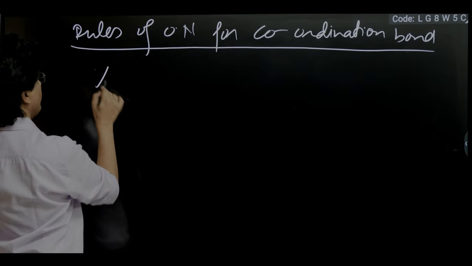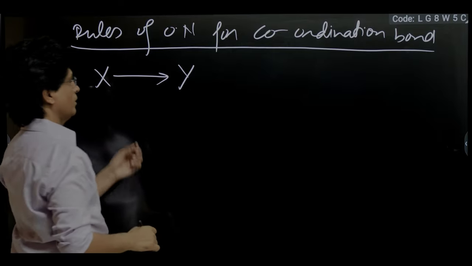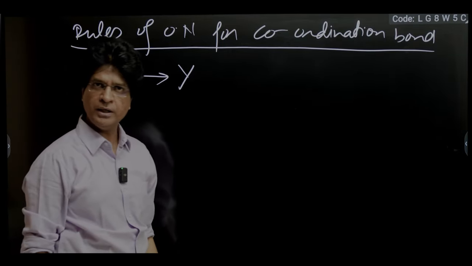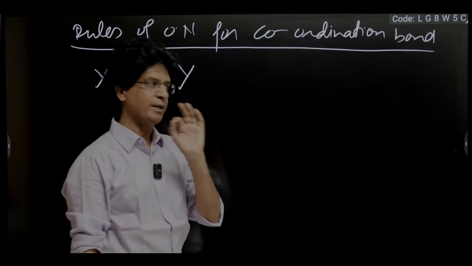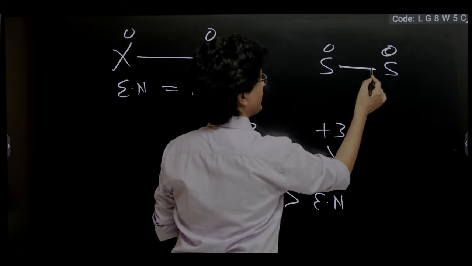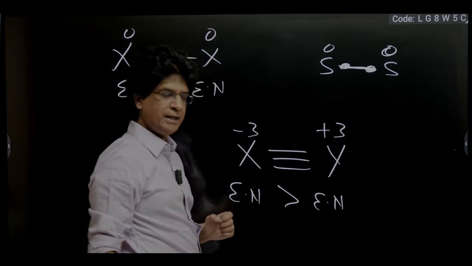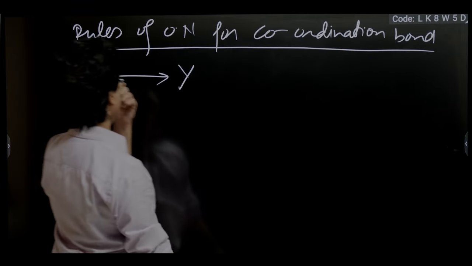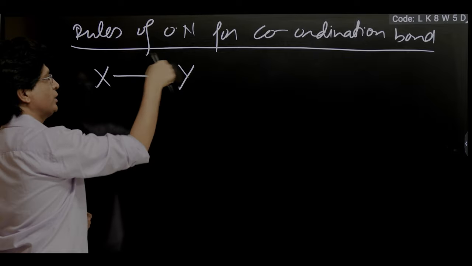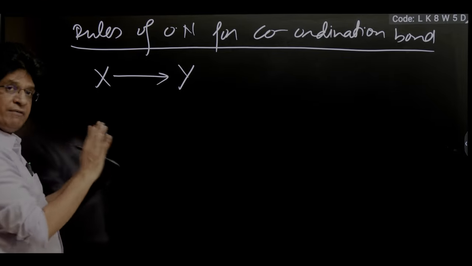So what is the coordination bond? In a coordination bond, a single element donates the two electrons. Okay, the two electrons are coming from a single element, while in the covalent bond, each atom was bringing one electron with itself. Are you getting that? But in the coordinate bond, in this case, X is giving the two electrons to Y. That is called a coordinate bond. And over here, it's very, very important.